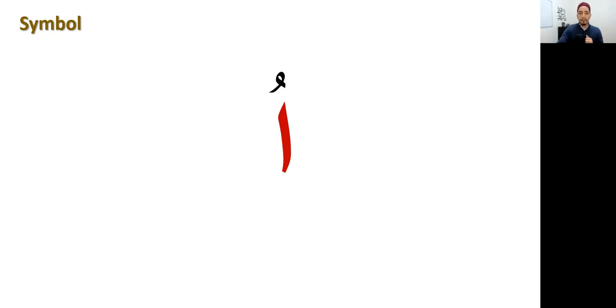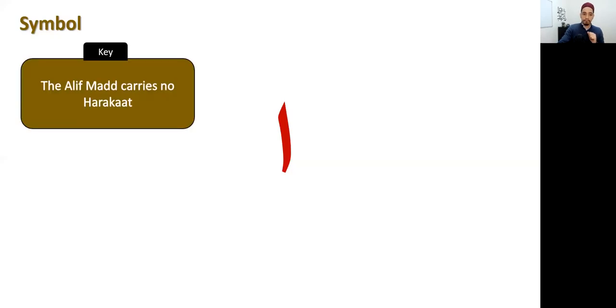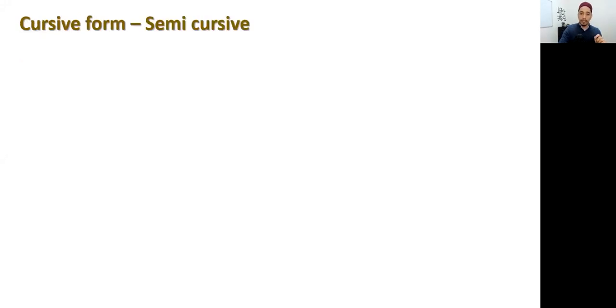Okay, so we said no fatha, no kasra, no dhamma. Might have the sukoon, might not. Okay, excellent. So the key over there is that the alif mad carries no harakat. Always, never will it have a haraka. If it has a haraka, it is not the alif mad, and we will get to that another time.